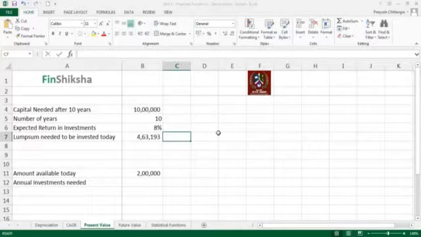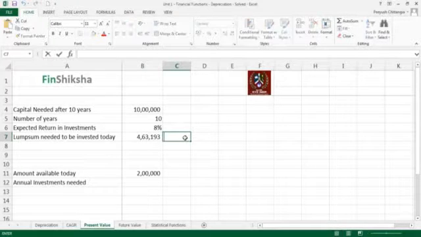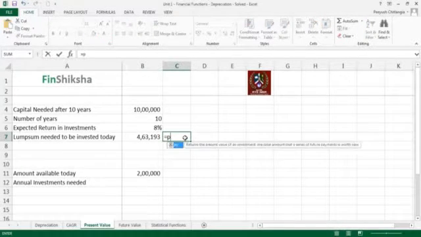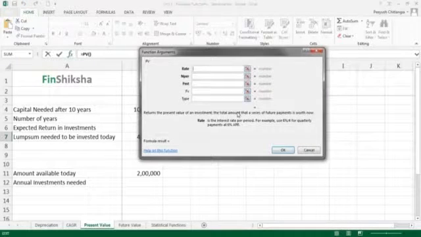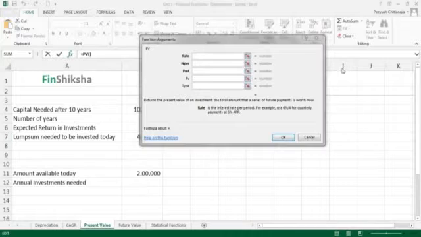Let's say we start with equal to PV. When we look at the present value formula, this has multiple inputs, right? So let's look at them. The first one is rate. Rate in this case is 8% for us. NPER is the number of periods. For us, this is 10 years. Number of years is the NPER for us.